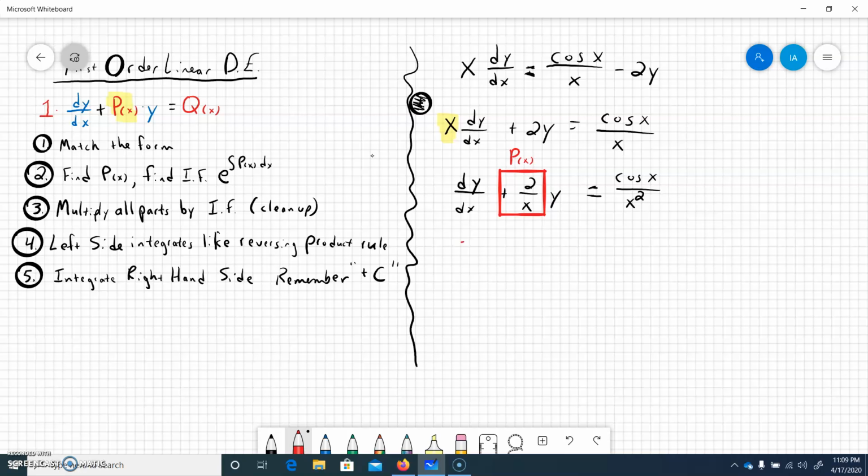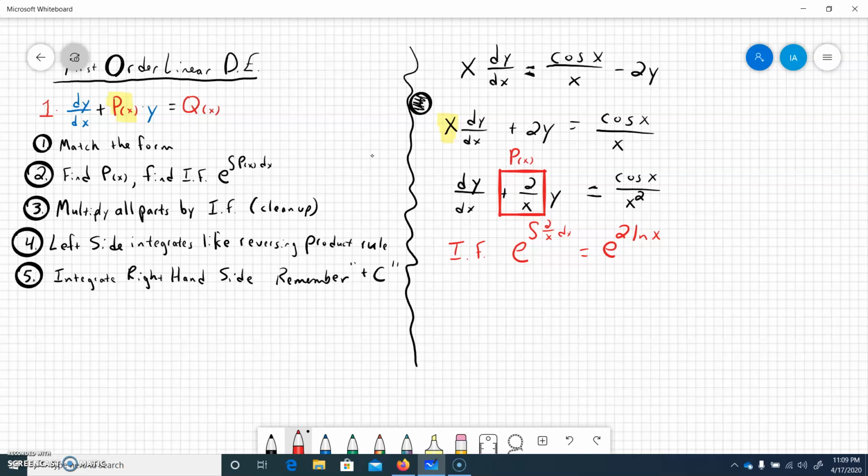So we've got to do our integrating factor. So we're going to take e and raise it to the integral of 2 over x dx. And if you're paying attention to that, that would be 2 natural log. Let's clean that up. 2 natural log of x.